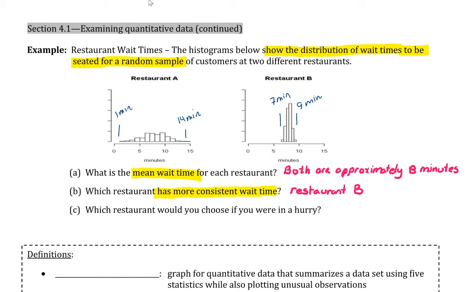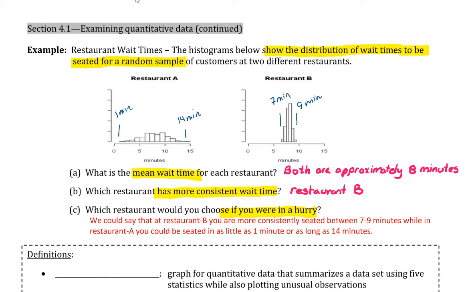And lastly, which restaurant would you consider to choose if you were in a hurry? Now, there's no one right answer here, but one could make an argument that at restaurant B, you will more consistently be seated between 7 to 9 minutes, while in restaurant A, it could be as little as 1 minute or as long as 14 minutes. And so if you were in a hurry, you could make the argument that a more consistent expected wait time might be preferred. If you were a gambling person, you could say that you could sit in restaurant A and be seated as little as 1 minute, which would be really nice if you were in a hurry. But it could take as long as 14 minutes, and if you were in a hurry, this might not be preferred.